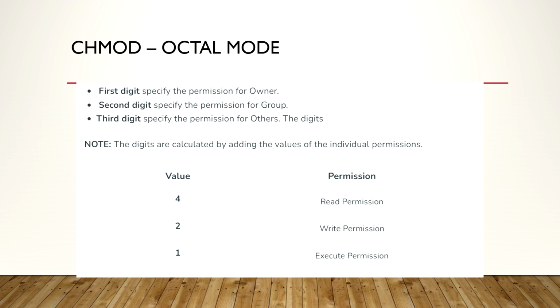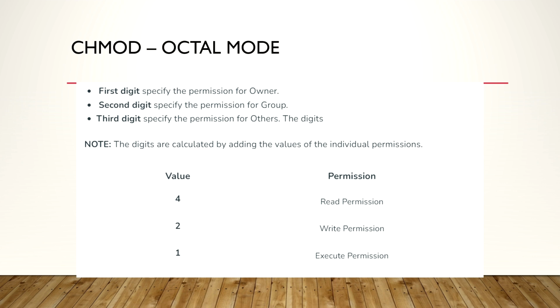Okay, and it also works in octal mode. You can see the first digit is owner, the second digit is group, and the third digit is others. Read permission is 4, write permission is 2, and execute permission is 1. This is how we can restrict file permissions or directory permissions, so that nobody can access it other than the group members.